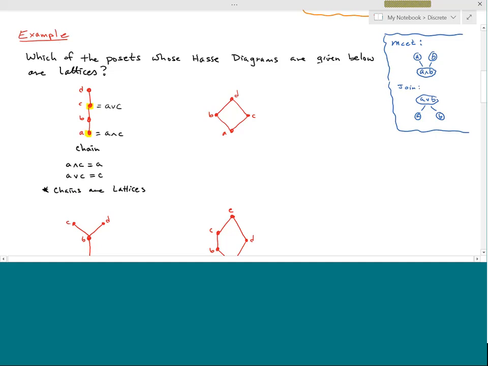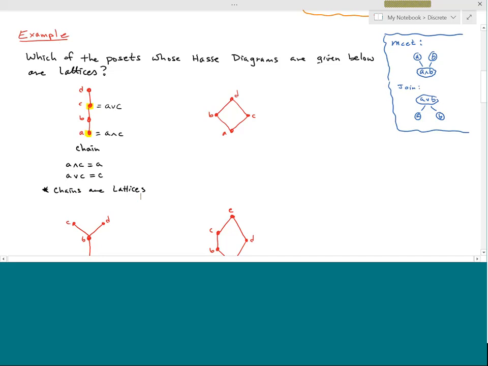And they are actually one of the building blocks that we use to determine whether other types of posets, which are not chains, are also lattices too. So they're a pretty big deal. So if you ever see a chain or some part of another poset that is a chain, you know automatically it has all of its meets and all of its joins.